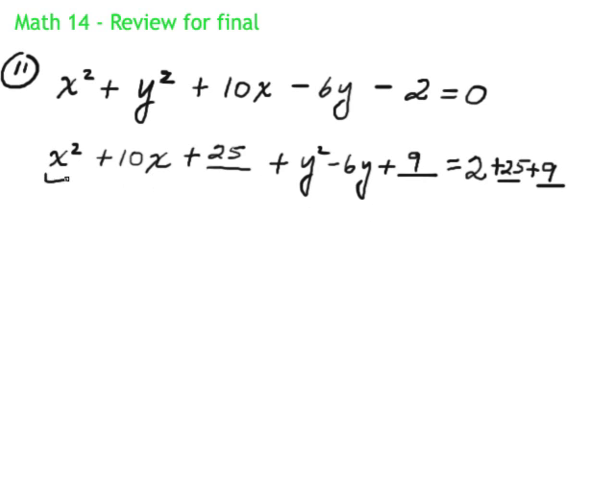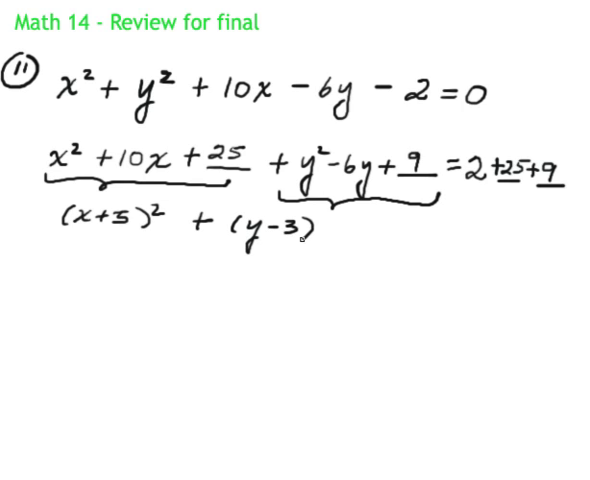Now these quadratics are perfect squares, because we completed the square. So in x we have (x + 5)^2, factoring that, and then we'll factor this perfect square, and that's (y - 3)^2 is equal to, and here we have 2 + 25 + 9, so that's 36.